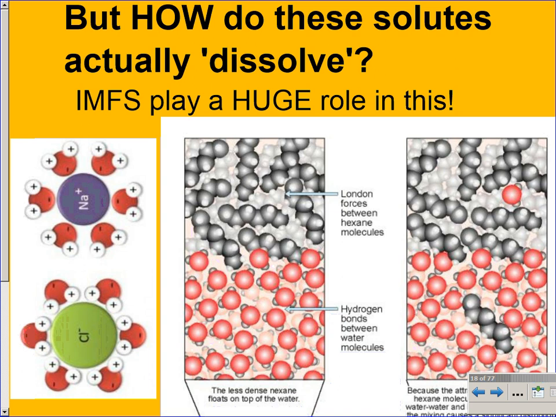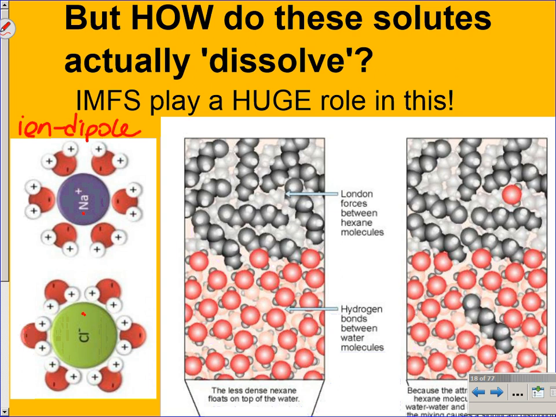So in this example here, what I just told you, what would be causing water to interact with sodium? What IMF? Say again? This is ionic, right? These two together, ionic. Ion-dipole. So it's actually a fourth intermolecular force.